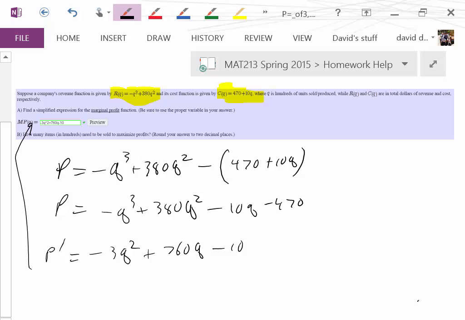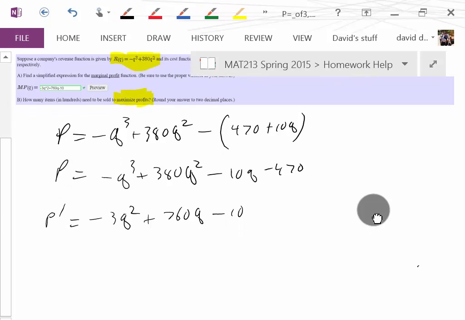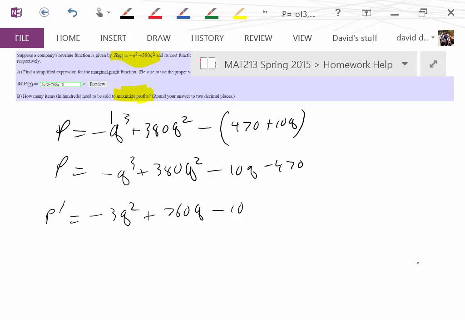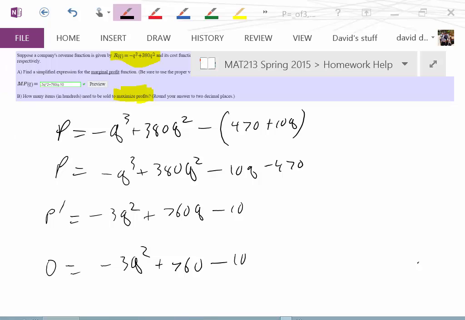So now part B is asking for how many items in hundreds need to be sold to maximize profit. Now this is saying how do you maximize profit? Well, you take the derivative. Oh, good news, you already did that and set it equal to 0. So yes, you're absolutely correct in your idea of what you need to do. I think you just made an error in your algebra and solving. So let me take you through that.